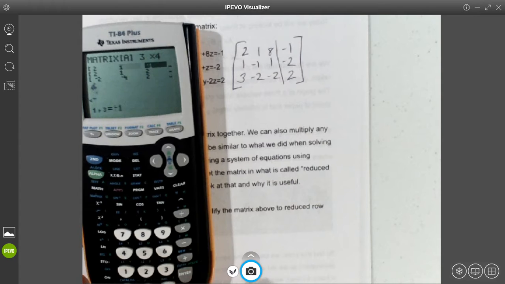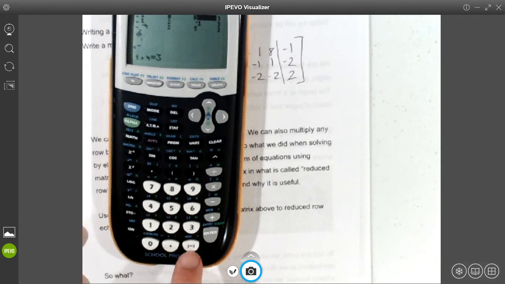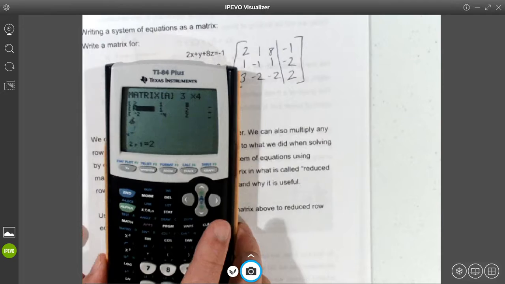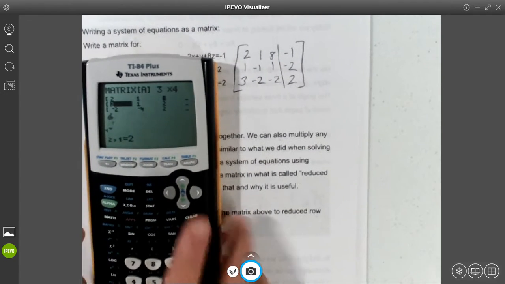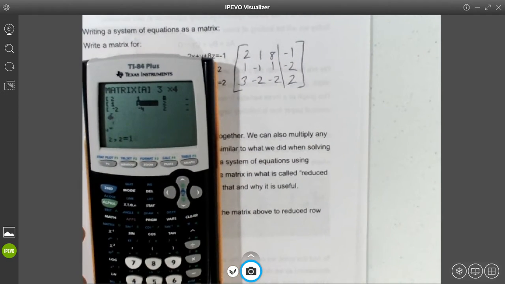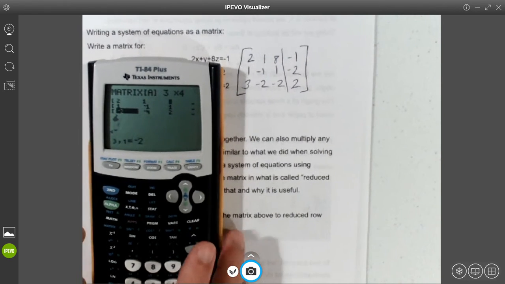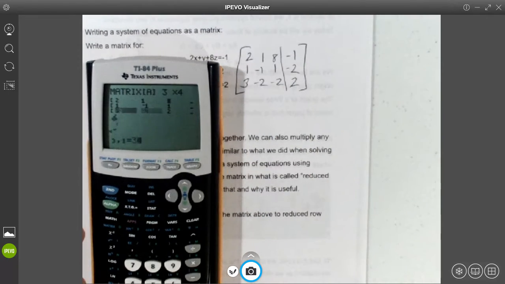1, hit enter. 8, hit enter, and then -1, and again, make sure you're using the negative button, not the subtraction button there. So -1 and hit enter, and you notice it automatically moves down to that second row for me. All right, so I'm going to hit 1, enter, -1, enter, 1, enter, and then -2, enter. And then finally, I'm going to enter that third row. 3, enter, -2, enter, -2, enter, and 2, enter.